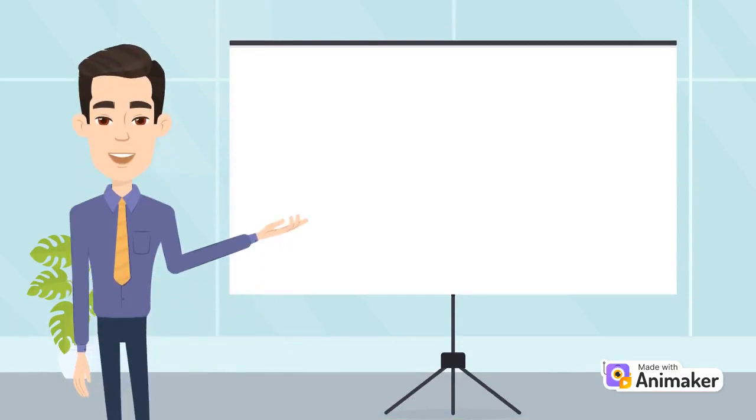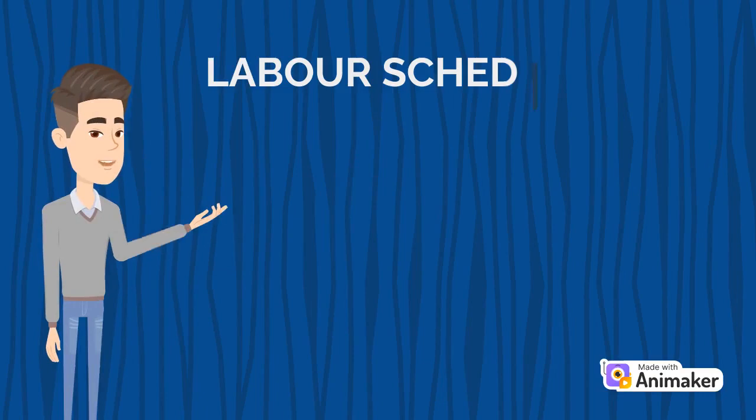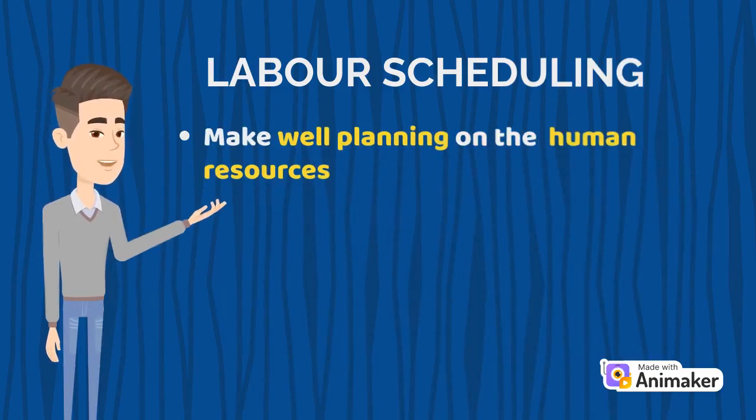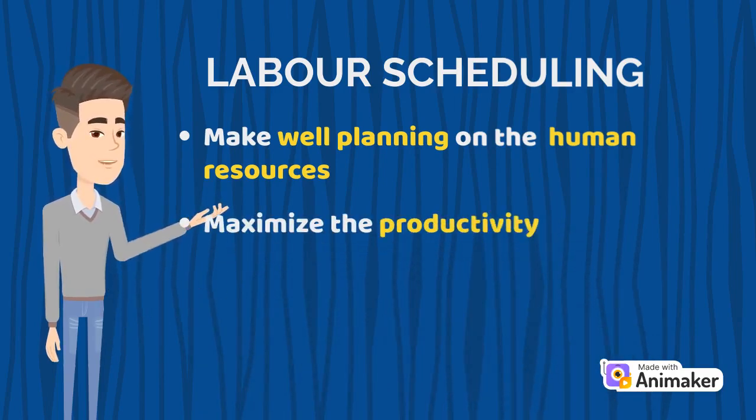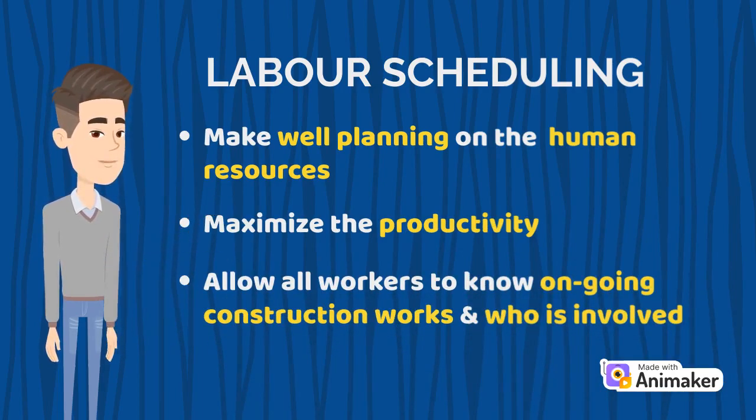Let's move to the next topic. Labor scheduling. The main purpose of labor scheduling is to plan the human resources well throughout the construction project. It can maximize productivity as it can reduce overworked or underworked workers. It also allows all workers to know the ongoing construction works and who is involved in that work.